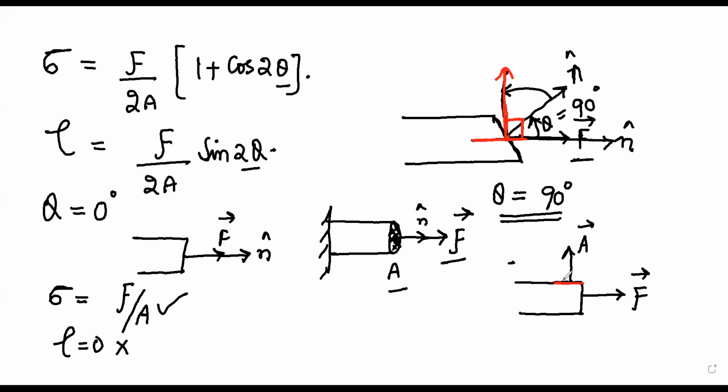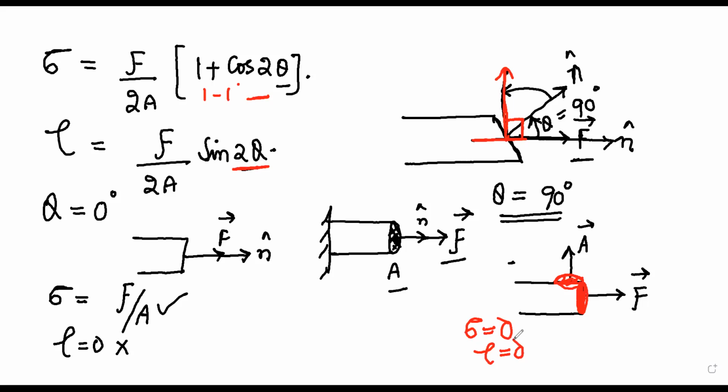So our area is here, and our force is acting on this area. And our area vector is somewhere else. What will be the effect of this force on this area? Will it create a shear stress or normal stress? We apply this formula. Theta is 90, cos 180 is minus 1, so it's 1 minus 1, which is 0. Therefore, on this area, there will be no normal stress. Sigma is equal to 0. Theta is equal to 90, sine 180 is 0. Therefore, tau is also equal to 0.